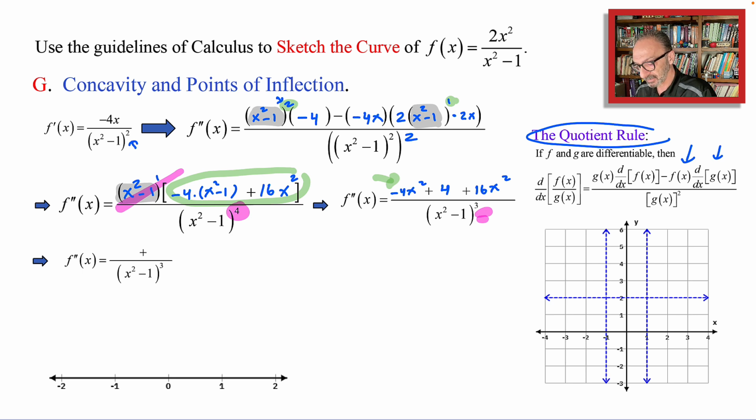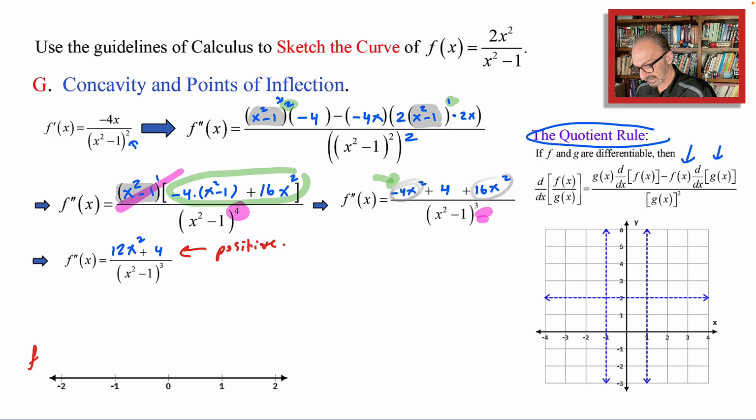Notice that the first term and the last term, they are alike, so we need to combine them. 16x to the second minus 4x to the second will be 12x to the second, and I have plus 4. This is what I have so far, and that is the second derivative. Notice that the numerator is 12x to the second plus 4, which is always positive.